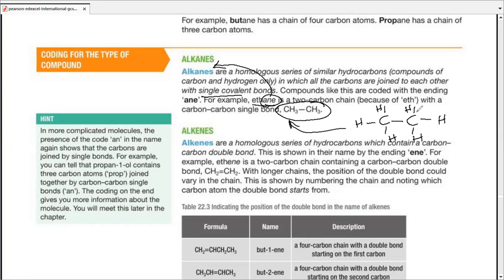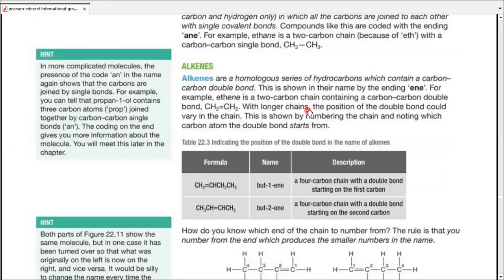Shall we move on to alkenes? Good. Okay, coming on to alkenes, as you already know now, they contain a carbon-carbon double bond. The name ends in ene, E-N-E.